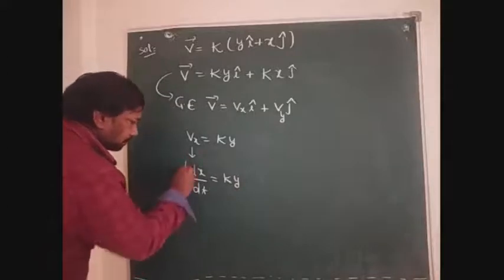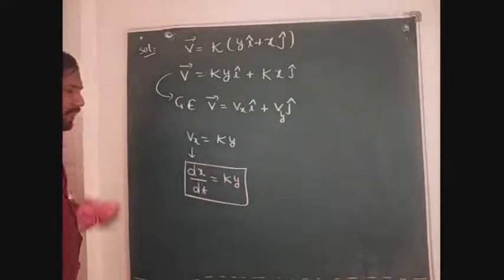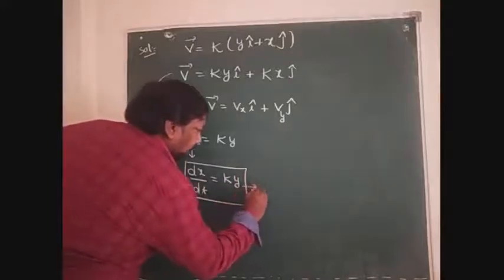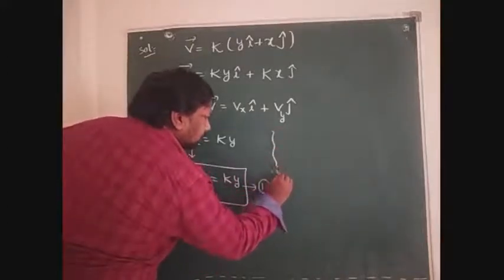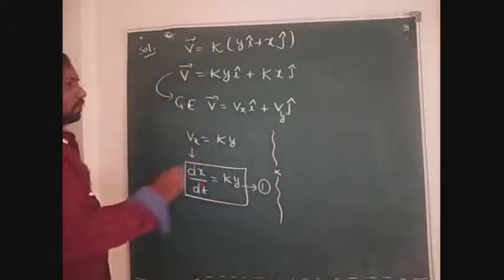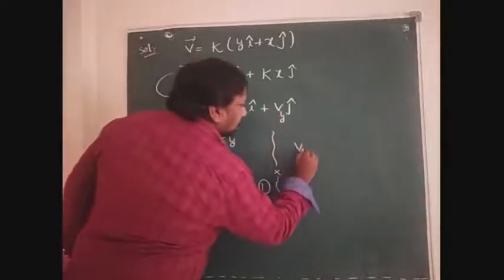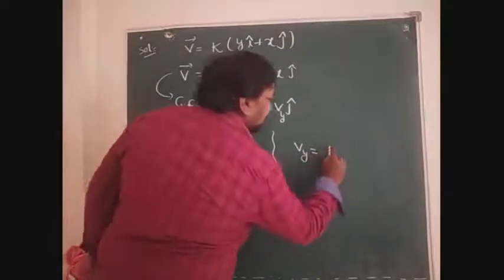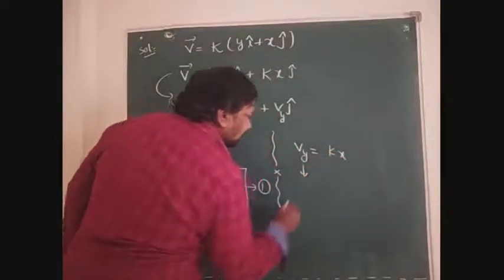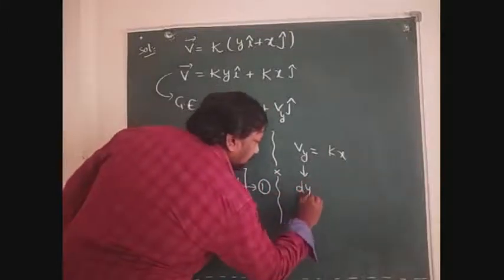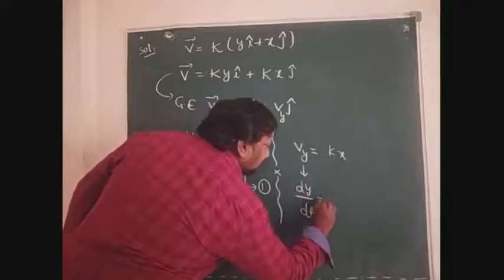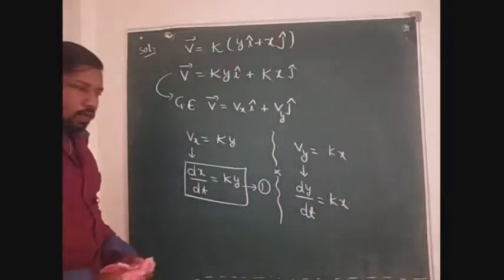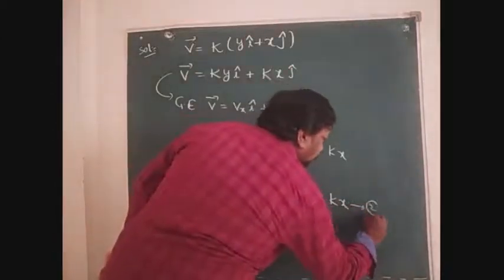So here dx by dt equal to k into y. This is equation number 1. Next, in the case of vy, the y component of v bar, vy equal to kx. Vy means the rate of change of displacement, dy by dt equal to k into x. So this is equation number 2.